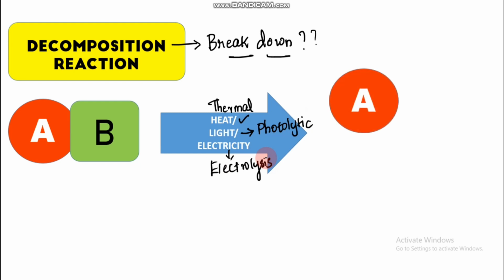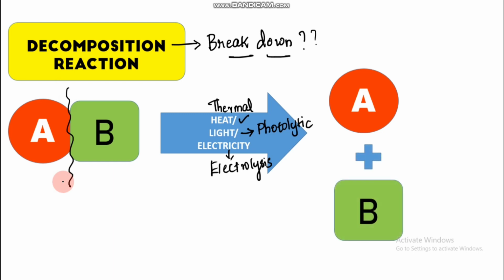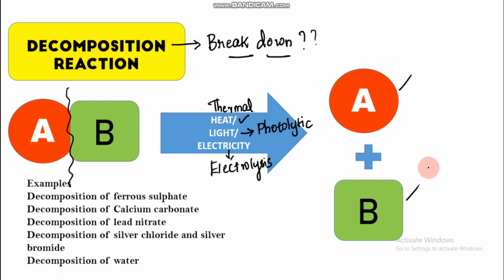What is going to happen? So this is going to break down. Okay, this is going to break down and we are going to get some new products. So this compound has broken down to give A plus B. These are going to be the new products, and these are the examples that you can see: decomposition of ferrous sulfate, decomposition of calcium carbonate, decomposition of lead nitrate, decomposition of silver chloride and silver bromide, and decomposition of water.